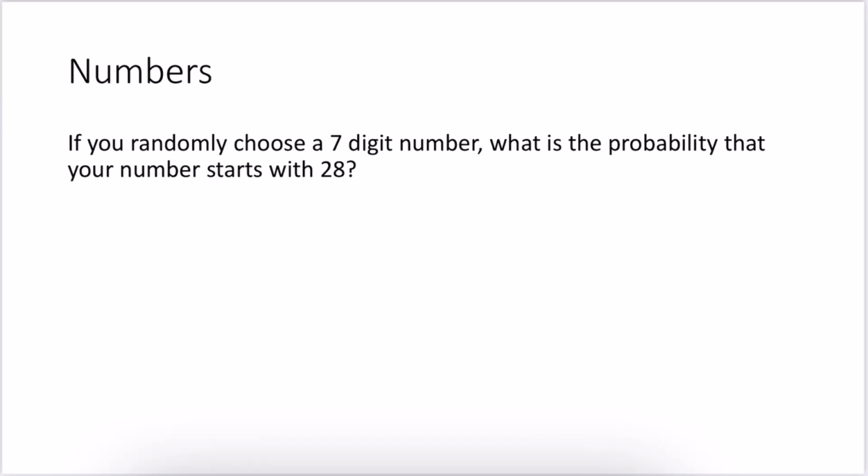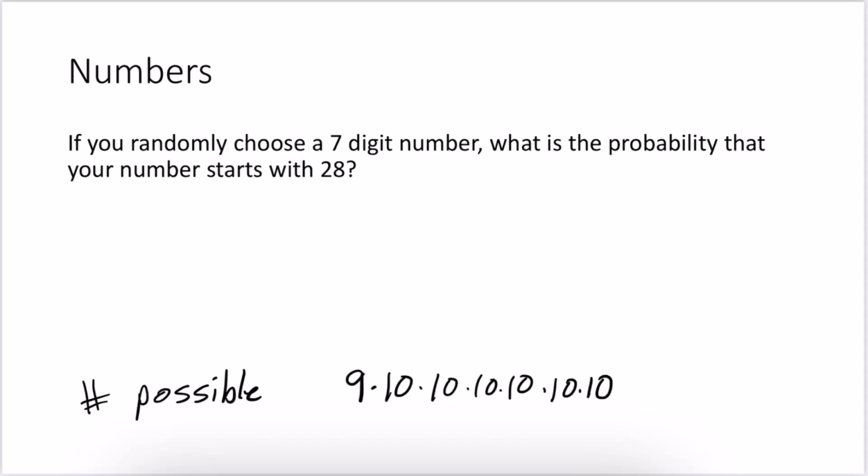Another example of this would be if you randomly chose a 7-digit number and you wanted to find the probability that your number starts with 28. Well, you'd start off by figuring out the number of possible 7-digit numbers. So remember, a 7-digit number cannot start with 0, because then it would be like a 6-digit number. So I have 9 options for my first digit. But you can have a 0 after the first digit, so I have 10 options for my second digit, 10 for my third, fourth, fifth, sixth, and seventh. So the total number of possible 7-digit numbers would be 9 million.